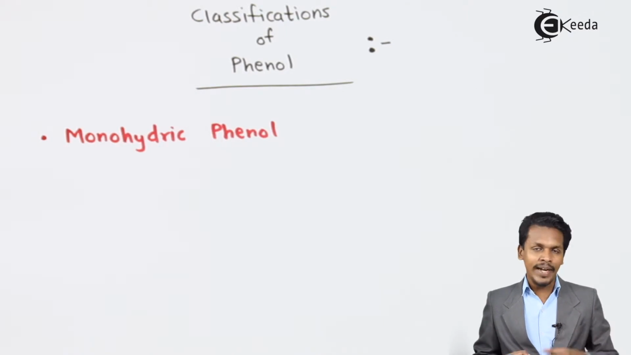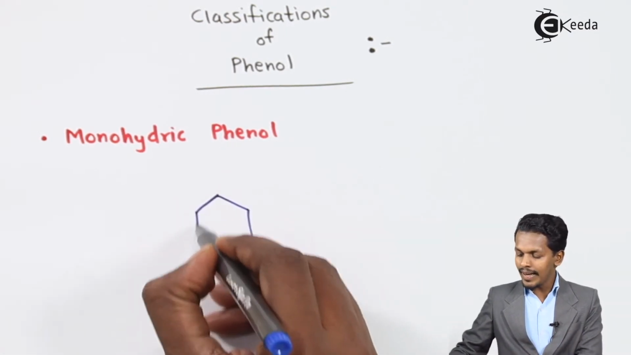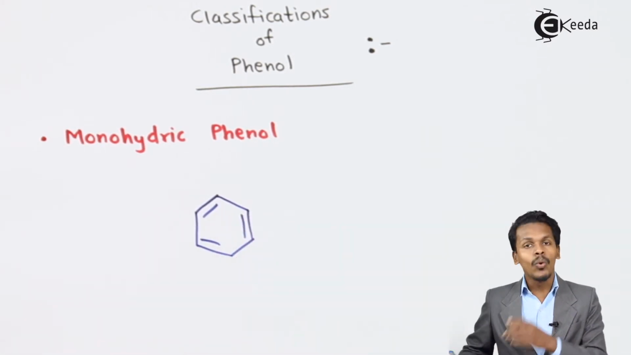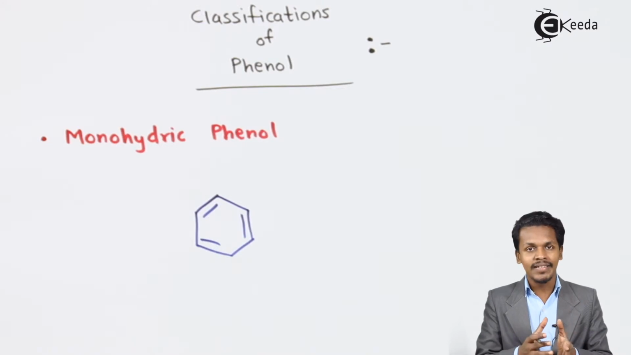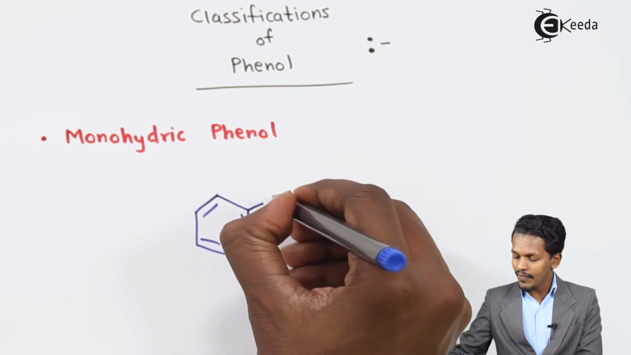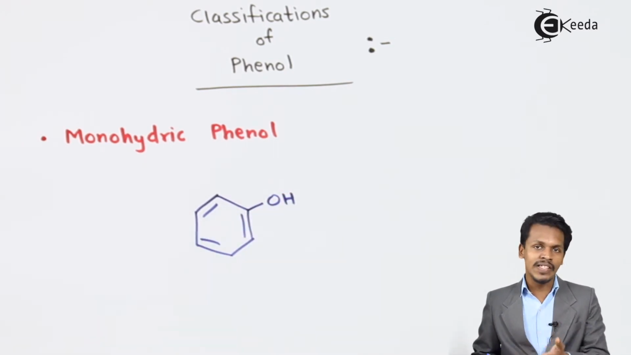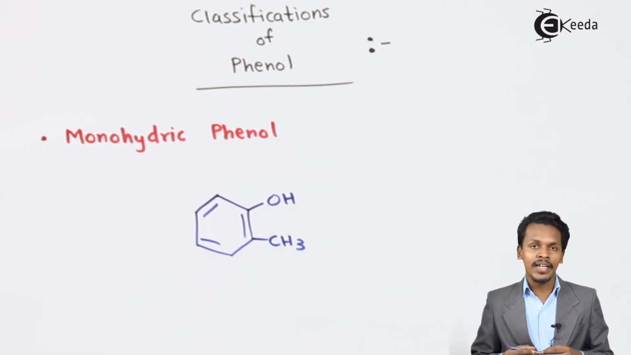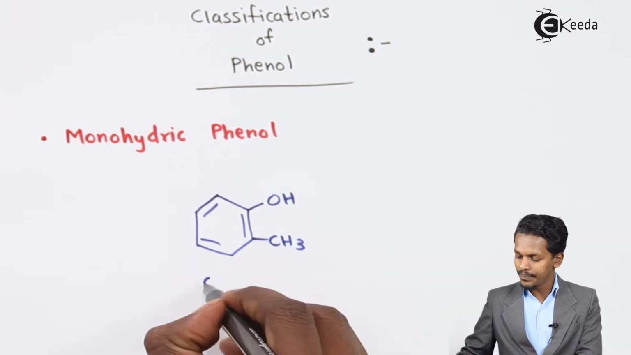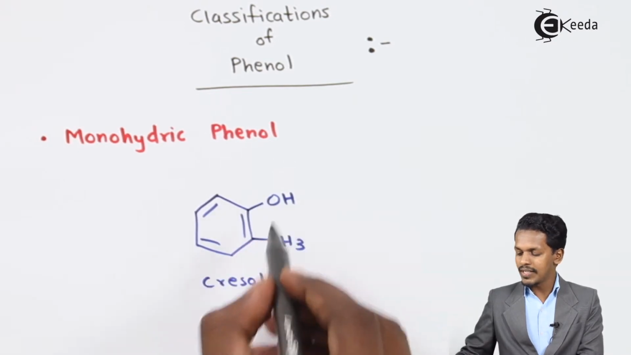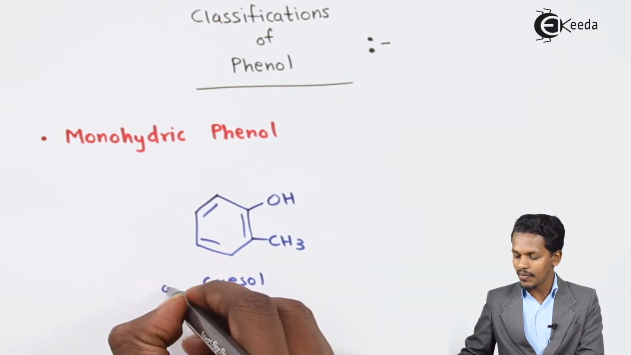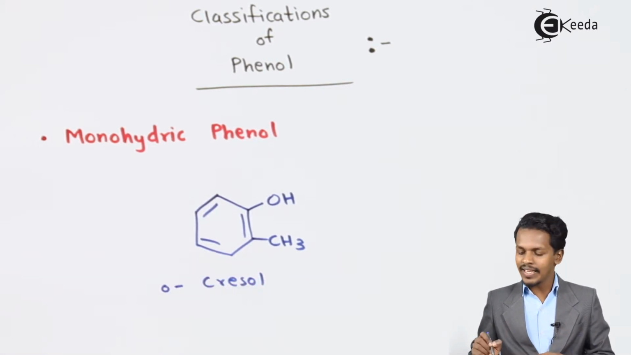Considering monohydric phenol, it is whenever an aromatic compound has only one OH group attached to the benzene ring, or the aromatic ring. If I consider this as an example, obviously this is phenol, but if I consider this aromatic compound, it is called cresol. As we can see, this is the OH group, while this CH3 is attached to the ortho position, so the name of this is o-cresol. This is one example of monohydric phenol.